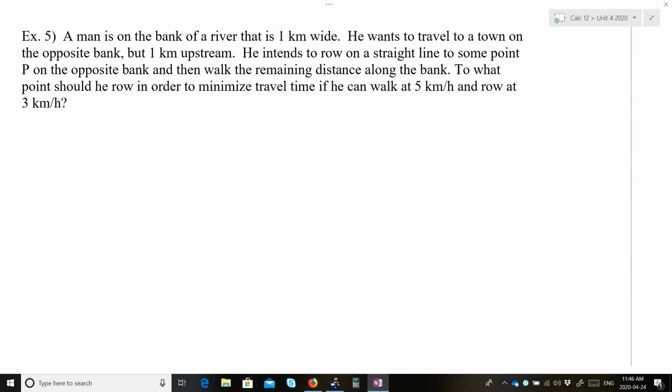And it says a man is on the bank of a river that is 1 kilometer wide. He wants to travel to a town on the opposite bank, but upstream, 1 kilometer upstream. He intends to row on a straight line to some point P on the opposite bank and then walk the remaining distance along the bank. To what point should he row in order to minimize travel time? Minimize travel time. If he can walk at 5 kilometers per hour and row at 3 kilometers per hour. Okay.